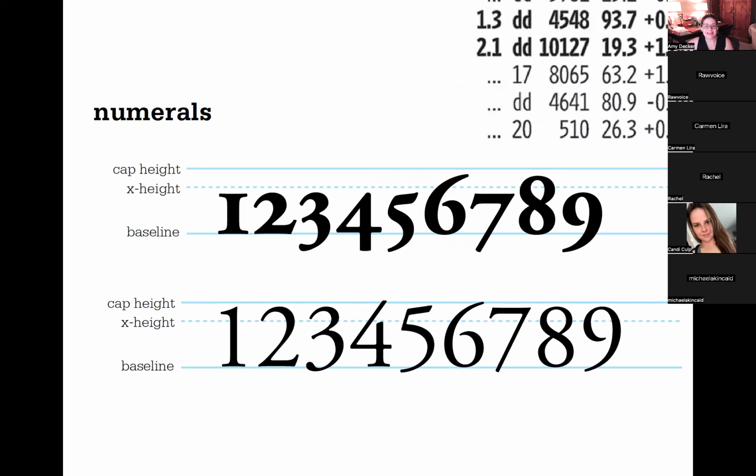Here's what they look like side by side. Again, you can see that the old style numbers are behaving like lowercase letters, and the lining numbers behave like capital letters. Yep, Rachel, you have it. Yep, exactly.